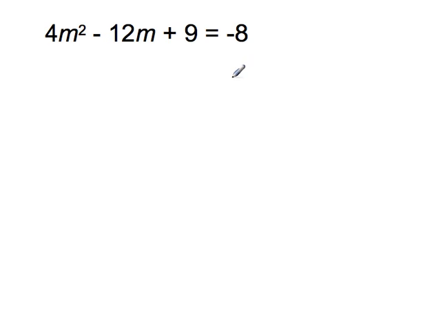Another example, go ahead, if you need to, double bubble this right off the bat. When you double bubble this, you will end up with 2m in the front. Notice I'm taking the square roots of these, and it'll be 9, so that'd be the square root is 3. And since I need a negative 12 in the middle, this sign has to be minus. So it's going to be (2m - 3) squared equals negative 8.